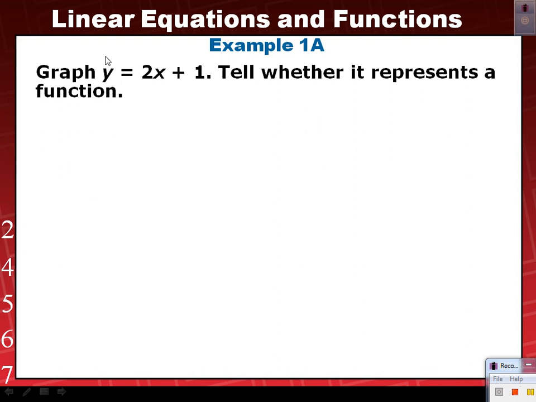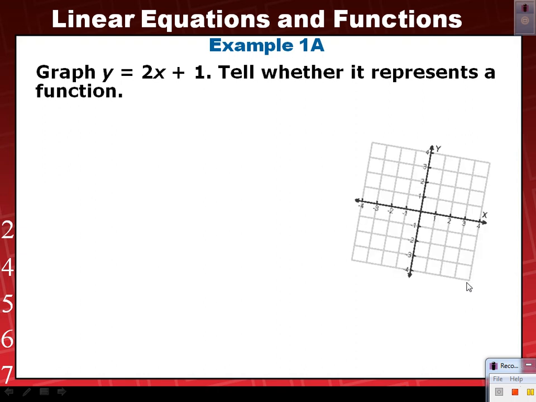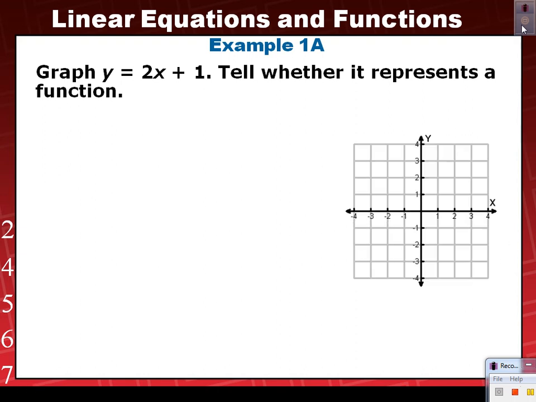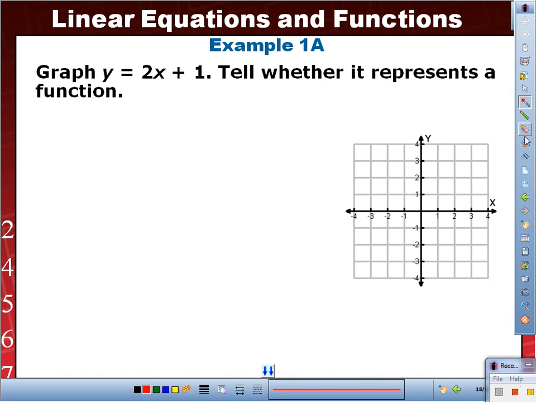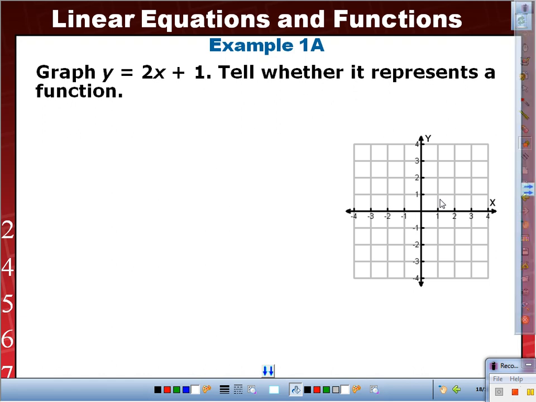Once again, example 1A. You're writing it at the top of your graph paper, and it says graph y equals 2x plus 1, and tell whether it represents a function. So let me get my coordinate plane over here. We're going to do this one together. So, according to step 2, what are the two things that we need to check for, Isaac? Solve for y. So that's the first thing.